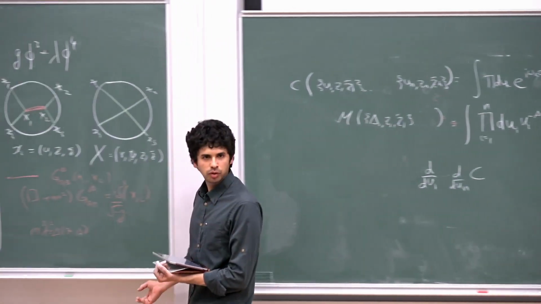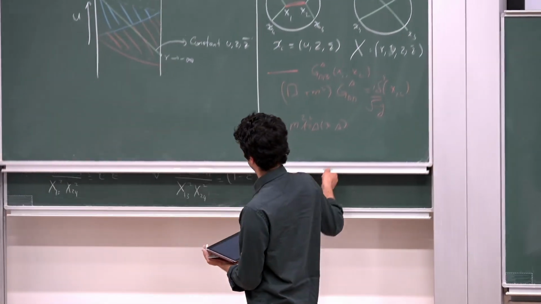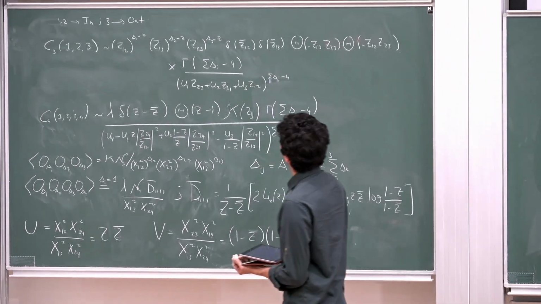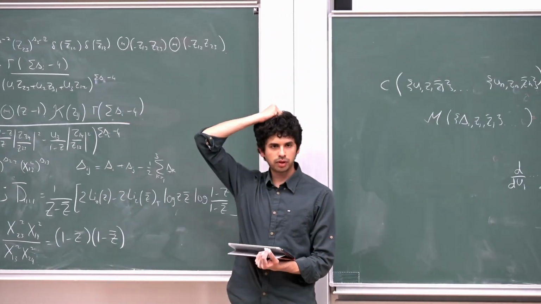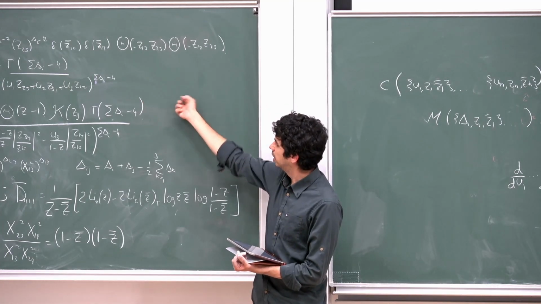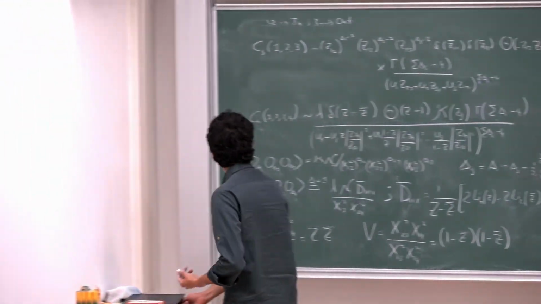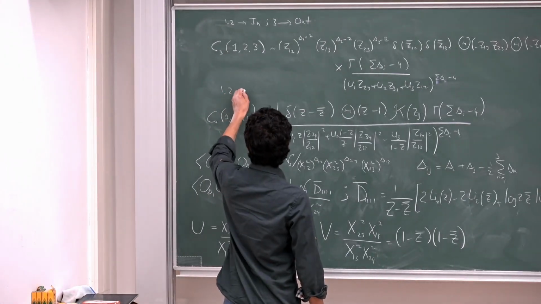So these Carrollian amplitudes have been computed. And for the specific case of scalars, I've written them out here. I've written them out for specific configurations.